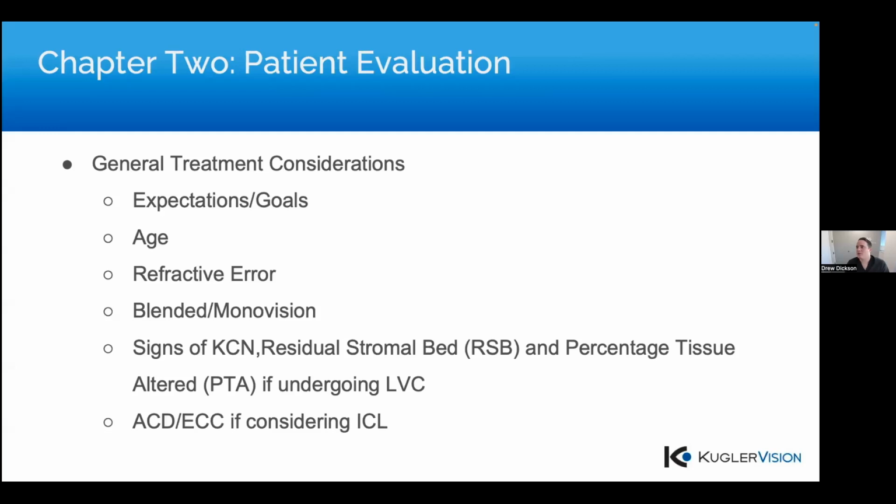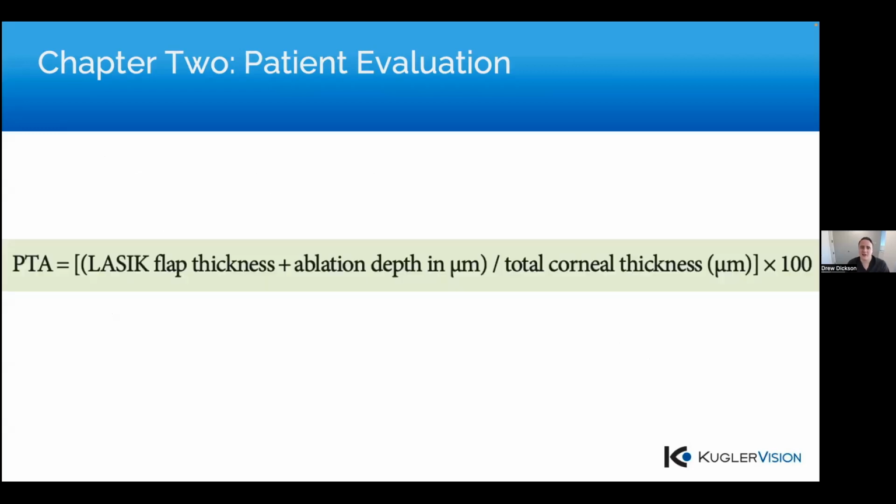Again, you really need to take into account patients' age, their expectations, their refractive error, and whether they have any signs of corneal irregularities. We'll talk a little more about residual stromal bed and percentage tissue altered if undergoing LVC, and then noting their anterior chamber depth and endothelial cell count if they're having an ICL.